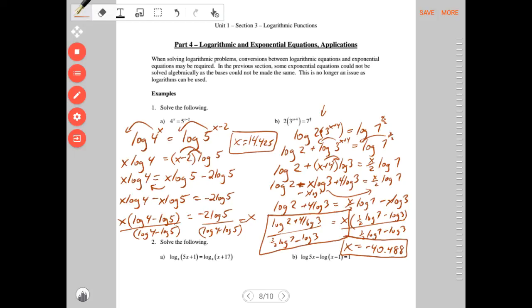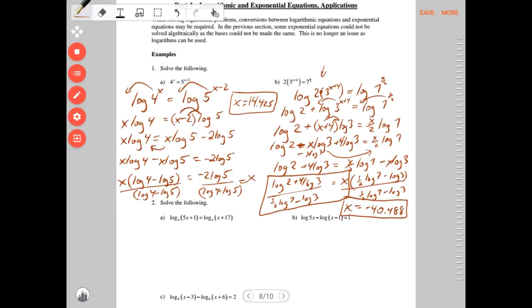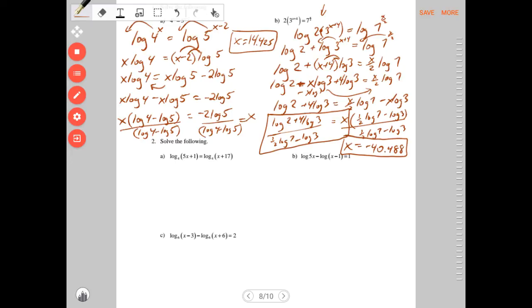So the keys there, we took the log of both sides. We used the laws of logarithms to expand out the individual logs. We got the x variables isolated on one side of the equation, then we factored them out and solved for x. Awesome. Okay, so then example 2. Solve the following. Log base 4 of 5x plus 1 equals log base 4 of x plus 17.